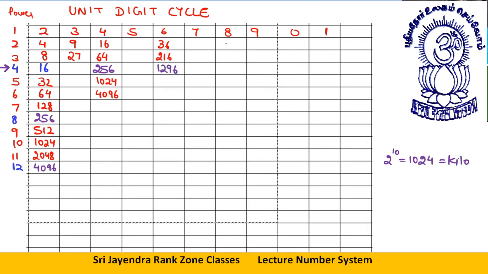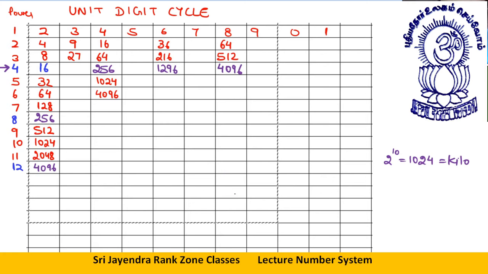Let's deal with the powers of 8. 8 raised to power 1 is 8. What is 8 raised to power 2? 64. What is 8 raised to power 3? 512. What is 8 raised to power 4? 4096. So far, what do we observe?